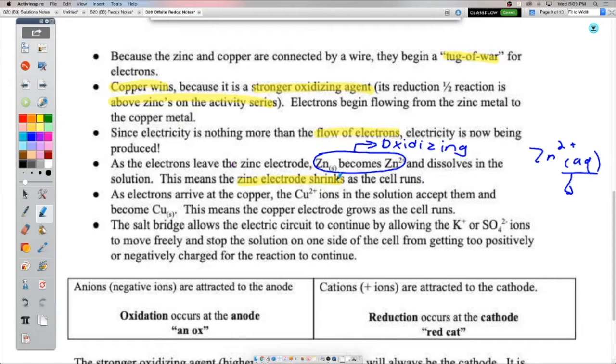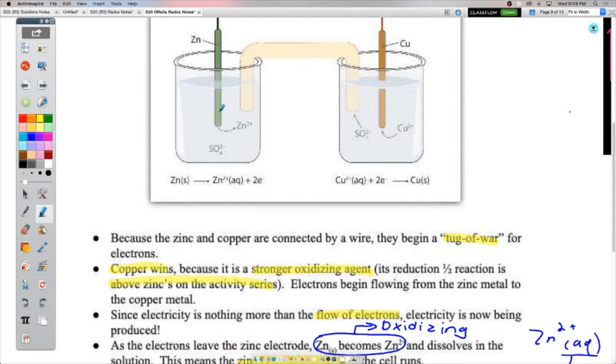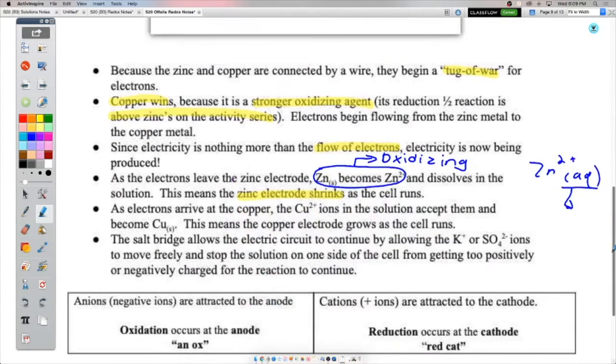This is actually kind of a popular way to make really sharp knives and things. You can set them up, hook them up in a voltaic cell, and as it dissolves, you can get really, really sharp edges if you want, okay?